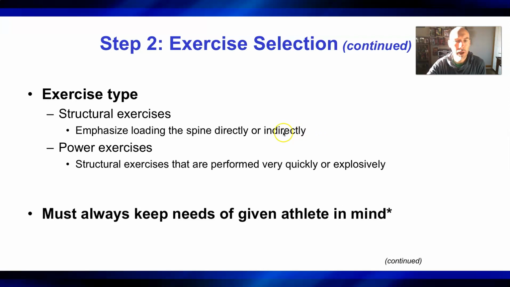Then we just have some other types. Power exercises are exercises that are performed explosively. So jump squats, kettlebell swings, Olympic lifts, push press, things of that nature. Those may have direct application for the sport. In our case, with a basketball player and a volleyball player, those are going to be important because explosiveness is very important for those given sports. Okay, where for a distance runner, power is not important, so I may not include many power exercises in a program for an endurance athlete.